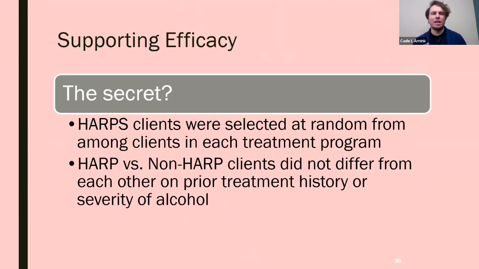These HARP clients were selected at random from among clients in each treatment program. So the HARP patients versus the non-HARP patients did not differ in any meaningful way other than prior treatment history or severity of alcohol use. So it was really just that when the providers, the counselors, thought that these clients would do better, they treated them as if they would do better. They treated them with more efficacy. And this is similar, if any of you have heard of the Growers study, where children in schools were identified as growers and they did better in tests, even though they were just decided at random. How the teachers engaged with them made them do better than other students.